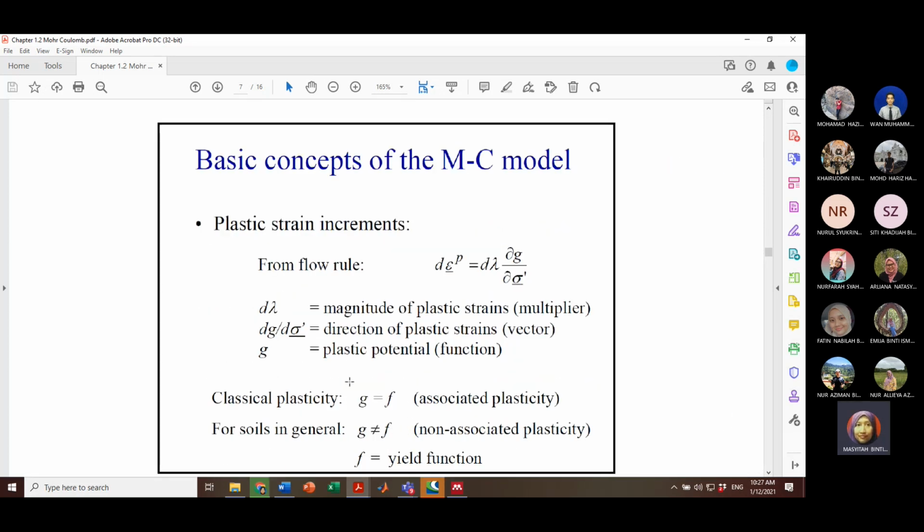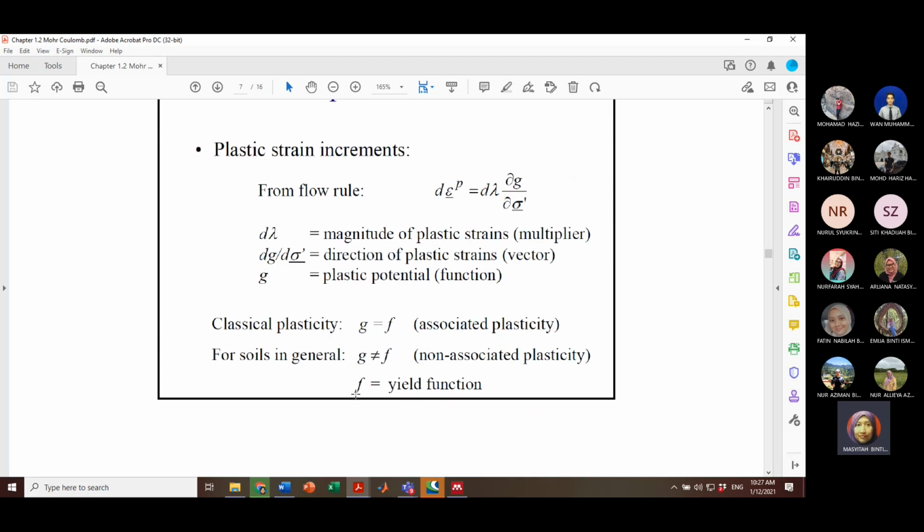Okay, selain daripada Young modulus, Poisson ratio, and then the strength parameters, another important parameter in the MC model is the dilatancy angle ataupun the flow rule. So the flow rule can be divided into two types lah. Kalau you nak tengok macam mana flow rule ni derive, it is between the plastic strain increment is equal to the magnitude of the plastic strain times dengan the directions of plastic strain, that is the delta G over delta sigma is the directions of the plastic strain.